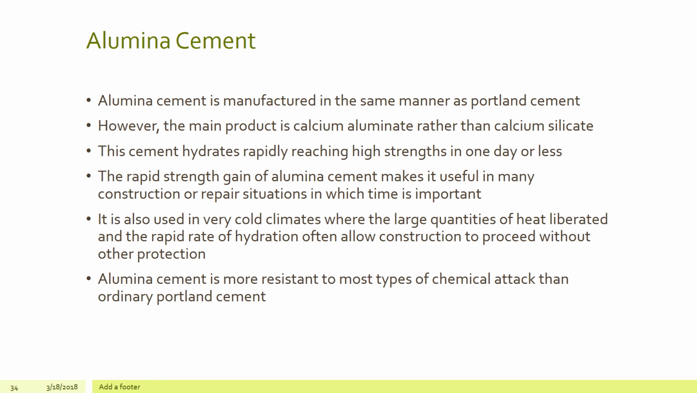Alumina cement is manufactured in the same manner as Portland cement. However, the main product is calcium aluminate rather than calcium silicate. This cement hydrates rapidly, reaching high temperatures in 1 day or less. The rapid strength gain of alumina cement makes it useful in many construction or repair situations in which time is important. It is also used in very cold climates where the large quantity of heat liberated and the rapid rate of hydration often allow construction to proceed without any other type of protection. Alumina cement is more resistant to most types of chemical attacks than ordinary Portland cement.